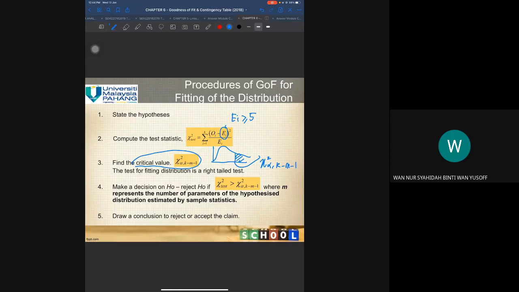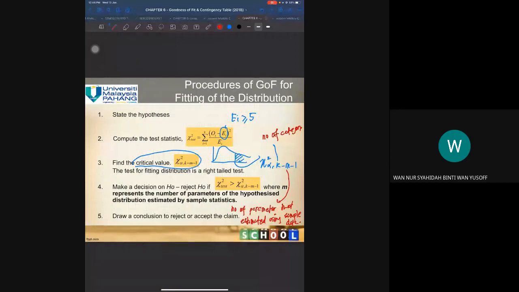K here is still the number of categories. So if you combine your categories, make sure that you use a new K. M here is the number of parameters that are estimated using sample data.